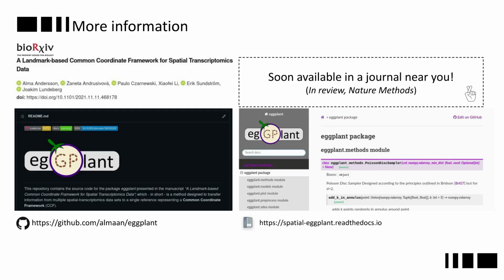Now, if you're interested in more information about this specific tool, Eggplant, you can check out the bioRxiv publication. It's called A Landmark-Based Common Coordinate Framework for Spatial Transcriptomics Data. There's a GitHub page with quite a lot of instructions and information about how you can install this software and also how you run it, and there are some examples of the analysis, for example, all of the analyses that I showed you here today. And there's also a Read the Docs page if you want to look at the documentation and how to use this specific package in your own analysis.